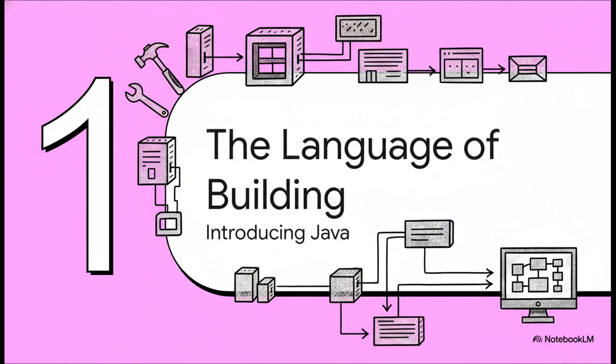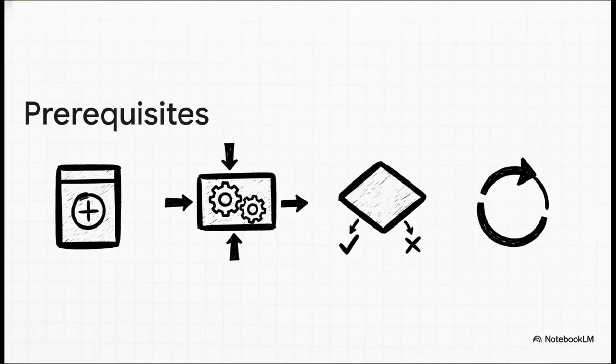Okay, so to actually build any of these things, we need a language, right? We need a way to give the computer instructions. The book we're using is all about Java, so that's going to be our language for this explainer. You can think of it as the toolbox we're going to use to construct all the cool systems we're about to explore.